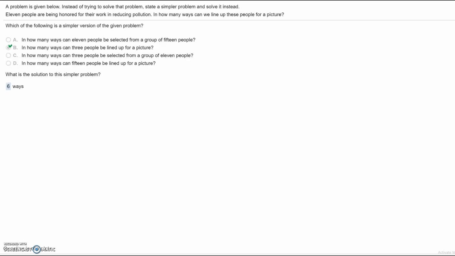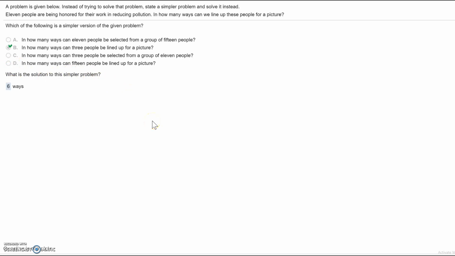So the next question asks us to identify a simpler version that can be used to answer the same type of problem. And we see here that we were able to determine what the answer was: how many ways can three people be lined up for a picture. Because we know it wasn't a selection problem as in part C, and figuring out how many ways 15 people could be lined up would be more complicated than figuring out how many ways 11 people could be lined up. And we're not trying to select 11 from the 15, so of course the correct answer is B.